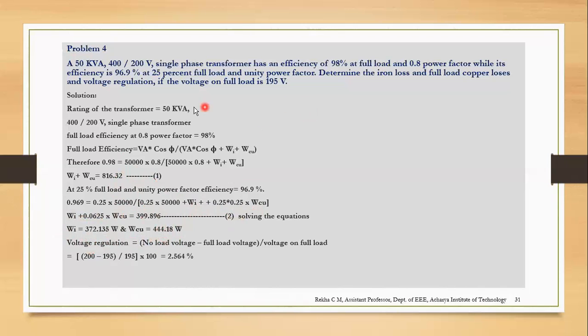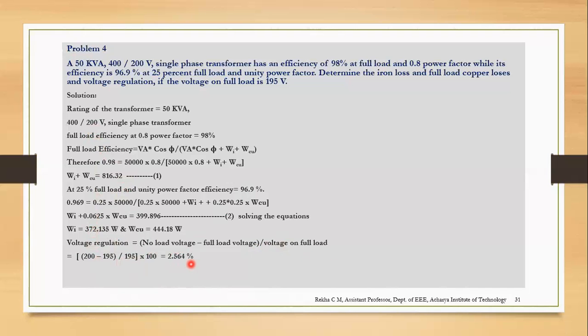One more parameter we need to find out, that is voltage regulation. Voltage regulation is defined as the ratio of no load voltage minus full load voltage, divided by full load voltage, that is voltage on full load. No load voltage is nothing but the secondary voltage, because we are connecting the load at the secondary of the transformer. So 200 minus 195 divided by 195, we get 2.564%.